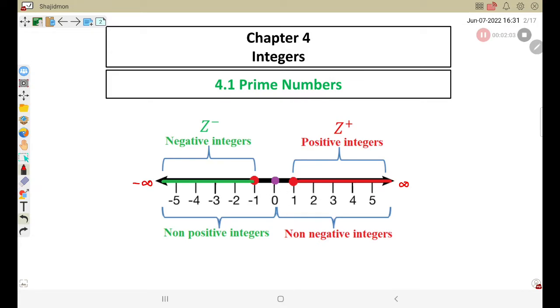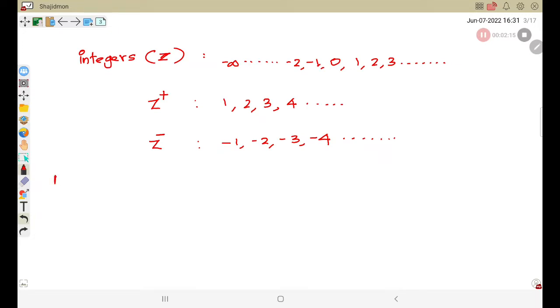Now we are taking the number 0. 0 is neither positive nor negative, correct? So if we add 0 together with the positive integers, we call that non-negative integers. So we can write here non-negative integers, correct? Non-negative integers means 0 and then positive numbers 1, 2, 3, 4, 5, 6 continuing. Non-negative, not negative like that.